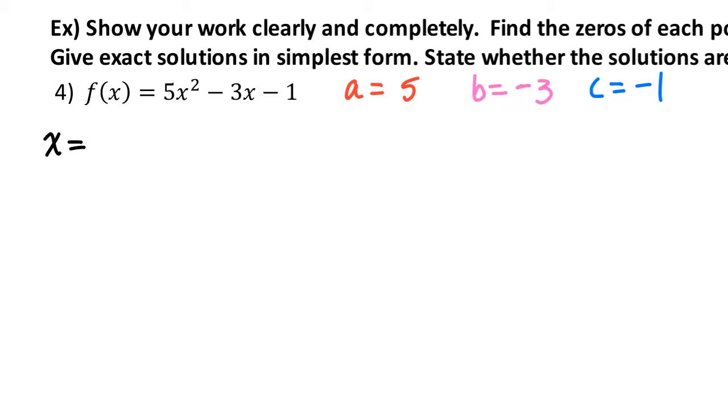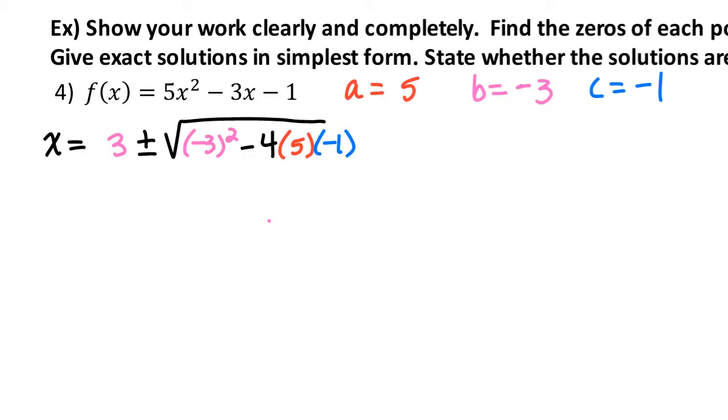All right, so let's go ahead and plug that in. So x is equal to the opposite of b. So what's the opposite of -3? +3. And then I do plus or minus the square root of b squared. So b is -3 squared minus 4 times a is 5 times c is -1 all over 2 times a, which is 5. And then here is where you grab the calculator.